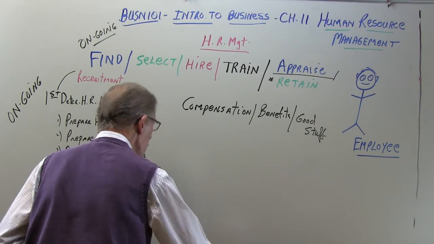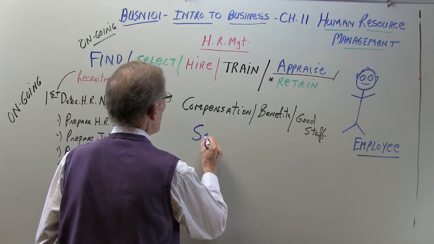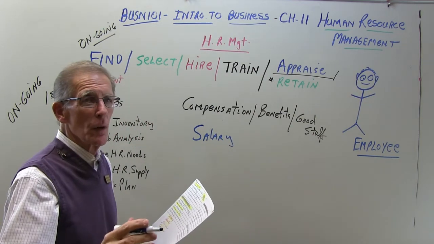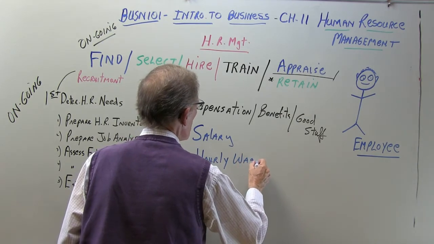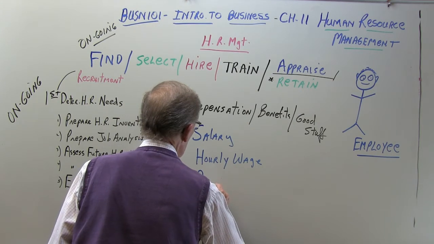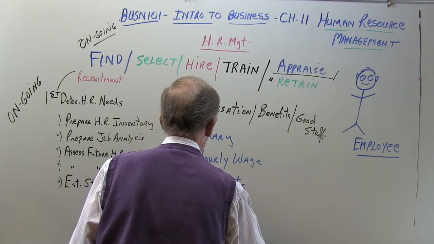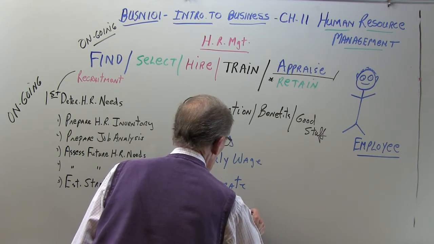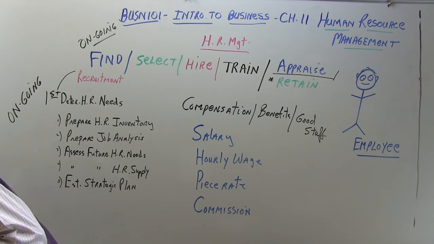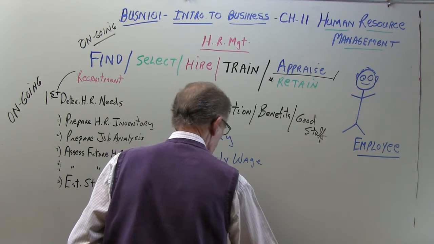Let's not bore you with too much of one color. Let's go with this. Salary. This may not be on your handout. So, hourly wage. Piece rate, P-I-E-C-E R-A-T-E, I think that's close. And commission. I think I want to do a good job on spelling these. Let me double check, see if I'm right. I think he did call it piecework instead of piece rate.